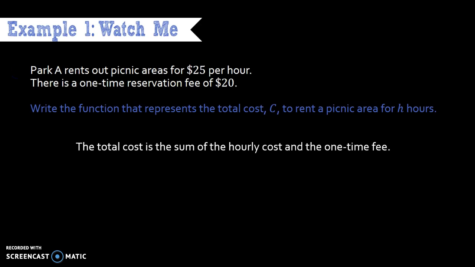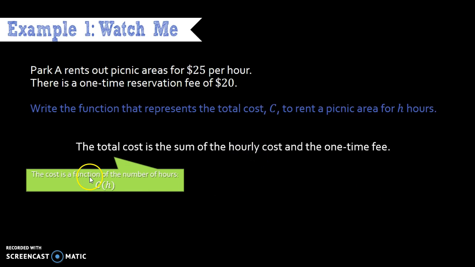So let's start by figuring out what our total cost is going to be made of. Our total cost is going to be the sum of our hourly cost plus our one-time fee. So let's see how we can write each of those pieces. Our total cost is going to be the function notation right here. Our cost is a function of the number of hours that we spend at this picnic area.